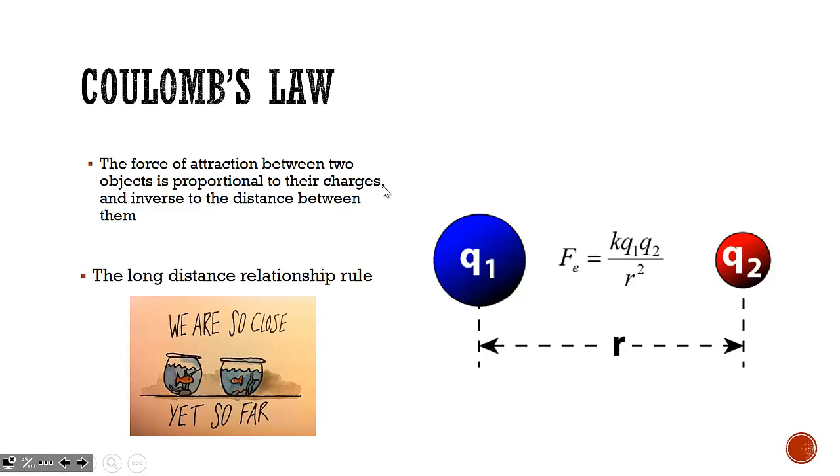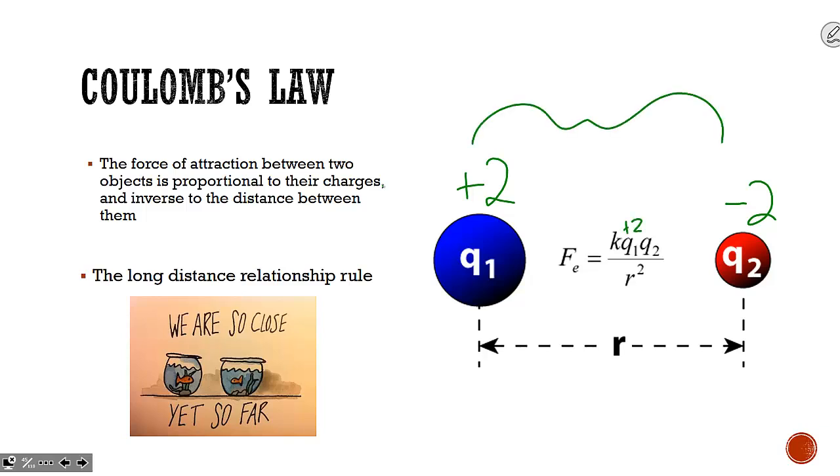The fact that two things with similar charges repel one another is known as Coulomb's law, and really Coulomb's law focuses on attraction. Two objects will attract one another when they have opposing charges. So something positive will attract to something negative. And the bigger that charge is, the bigger that attraction.